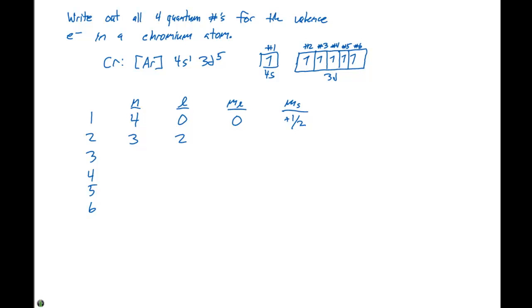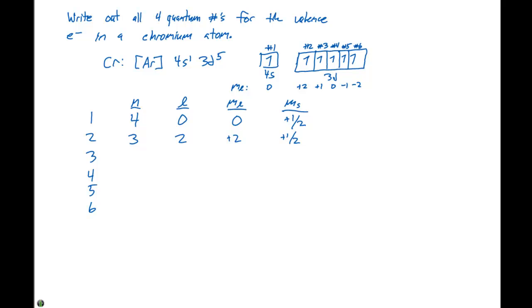The m sub l value, remember when we have a d orbital, and I'll draw these underneath here, an m sub l value for the s orbital is going to be 0. For a d, it could be plus 2, plus 1, 0, minus 1, and minus 2. So these are the m sub l values that are going to correspond to each of these electrons. So m sub l will be plus 2, and m sub s is going to be plus 1/2.